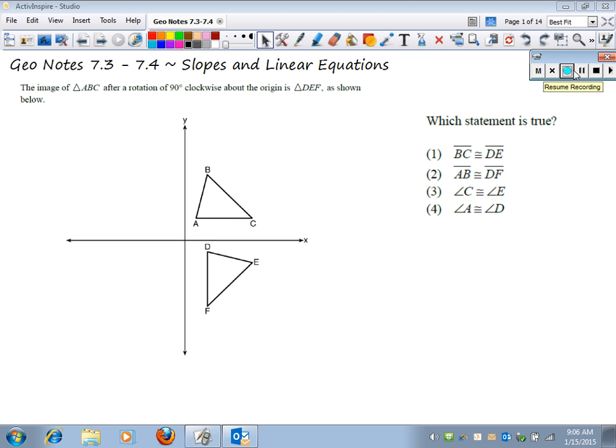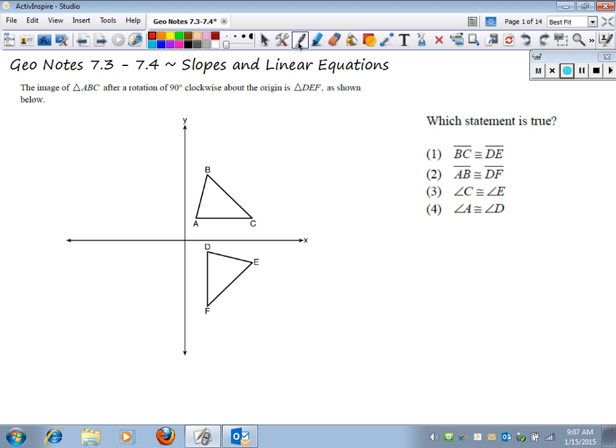Okay, so is BC congruent to DE? Okay, so BC is right here, and DE is this one. So you're telling me that when you rotate this down, BC is not going to land on top of DE? Where is it going to land? On EF, right? So yeah, that's definitely not a true statement. What about number 2, AB congruent to DF? If you rotate this down, then AB is going to rotate to DE. Yeah, so that's not going to be congruent either. So that's not a true statement.